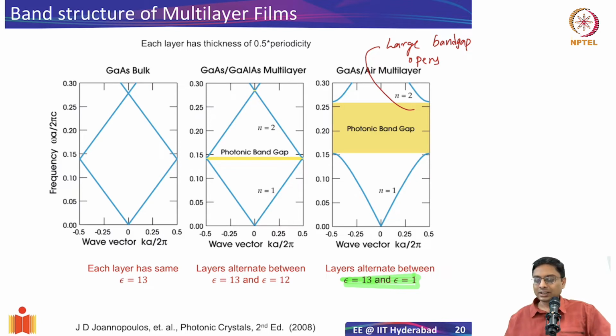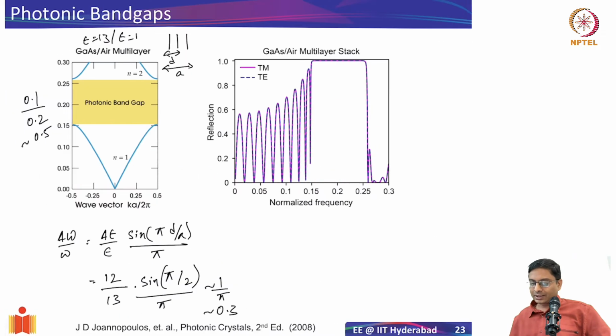For example, here delta epsilon is 1 divided by 13, times sine of pi by 2, divided by pi. In this case, you will see that the answer is quite close, roughly about 0.02 or something like that. So in this case, this would be correct. But in the example I've shown on this particular slide, the contrast is large: one epsilon is 1 and the other one is 13.